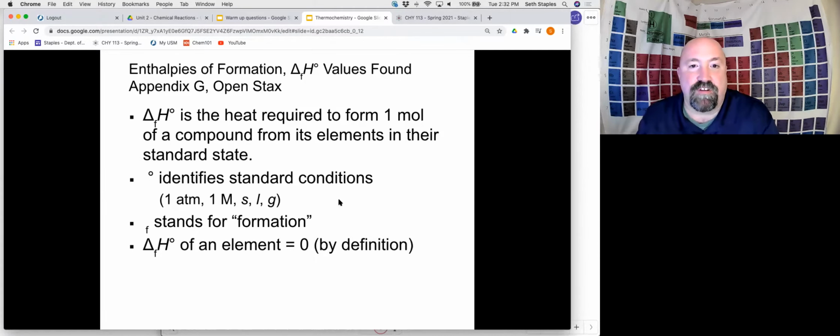And so these are just some standard values of the heats of formation at 298 Kelvin, which is pretty much room temperature, standard temperature.